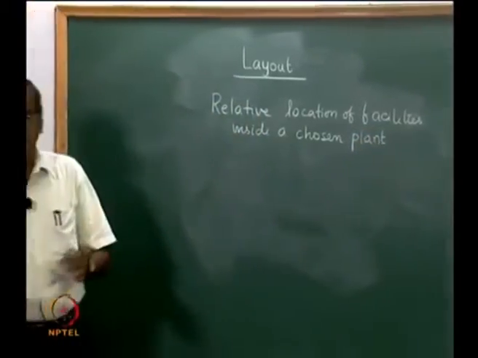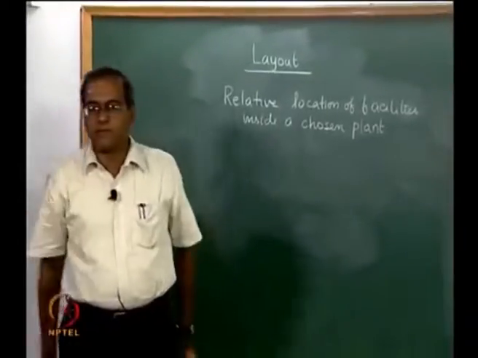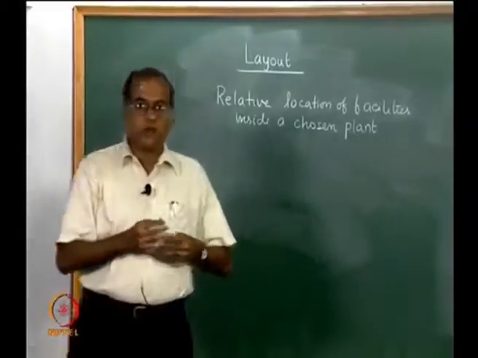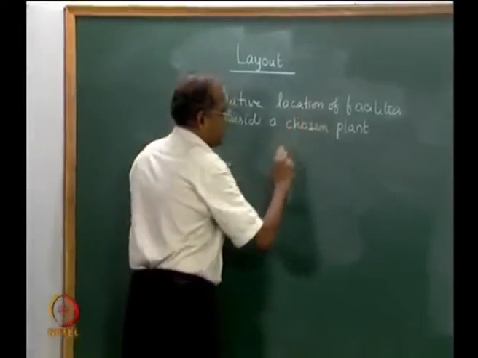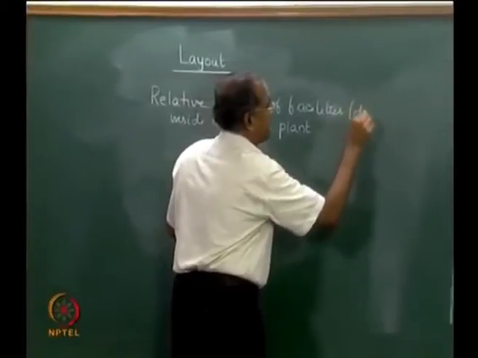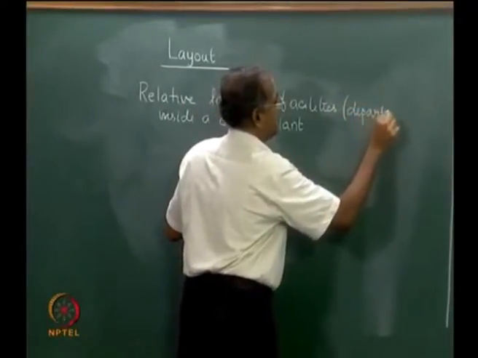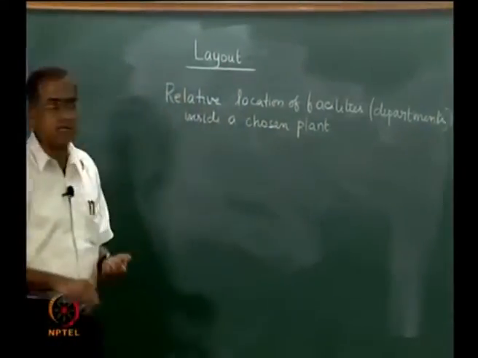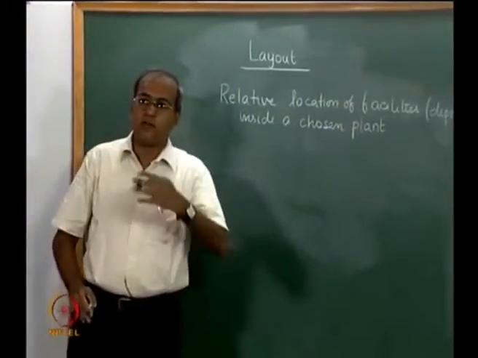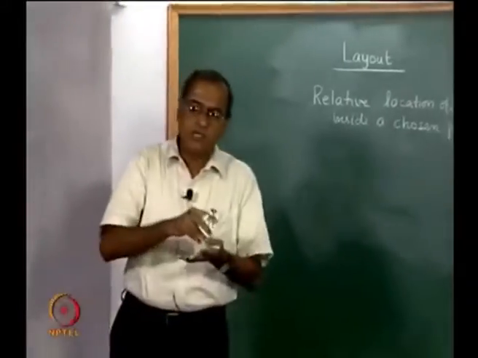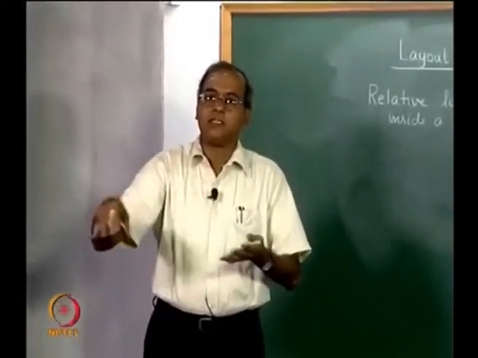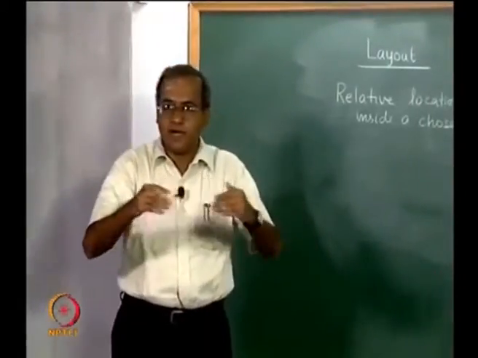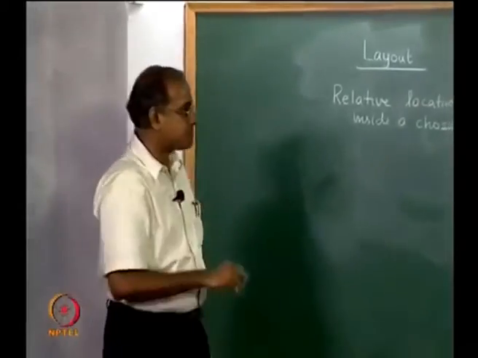Essentially, it is like we have decided to locate a factory somewhere. Now, within that, certain departments have to be located. So, layout normally talks about the location of facilities or departments within a chosen plant. So, there could be 4 or 5 departments, and how does one relatively locate these 4 or 5 things inside? Now, why does a question of relative location come into the picture?